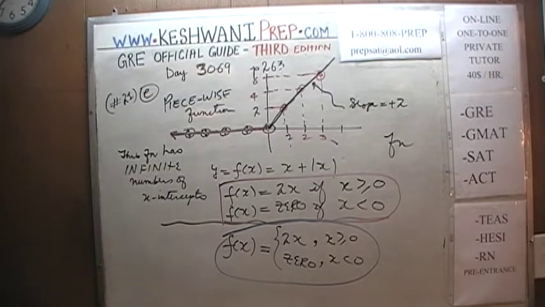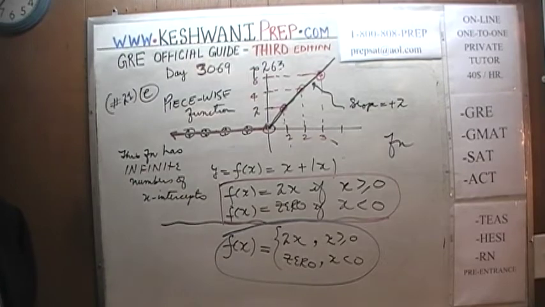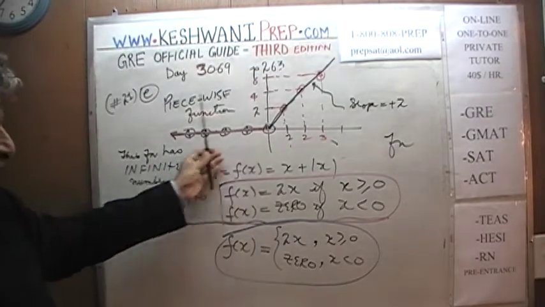X-intercept simply means where does it cut the x-axis? This is the x-axis. Where does this graph touch the x-axis? Where does it cut the x-axis? Where it is sitting right here. All of these are x-intercepts.